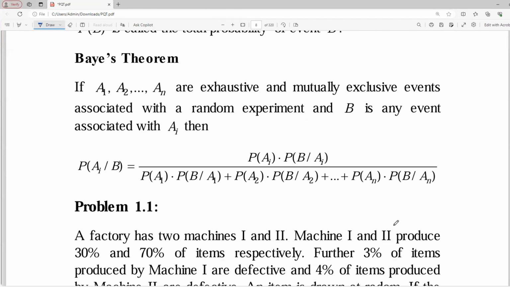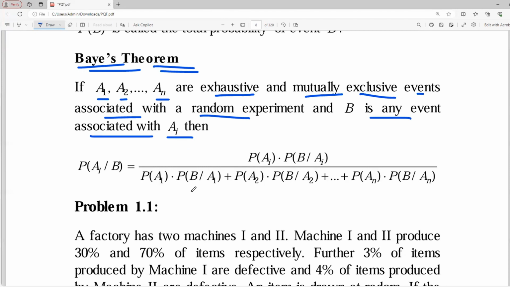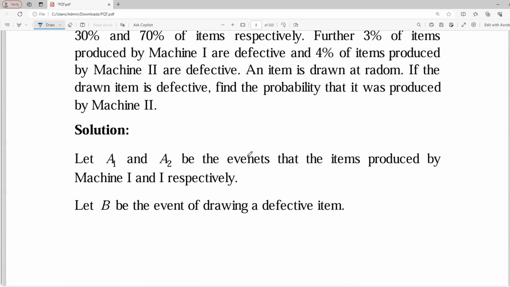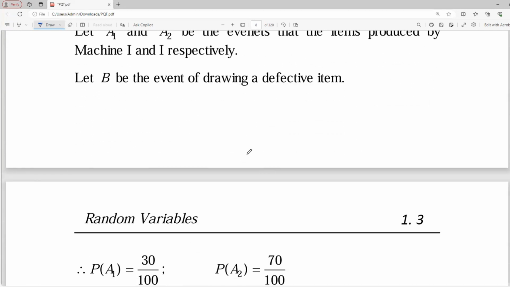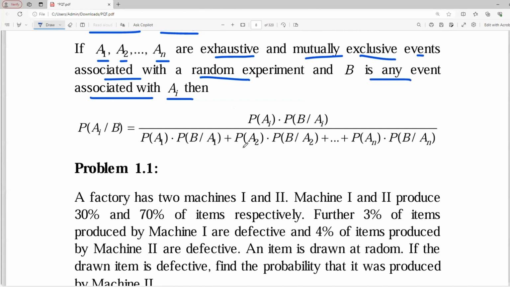One of the most famous theorems in probability is Bayes theorem. What Bayes theorem says is, if A1, A2 till AN are exhaustive and mutually exclusive events, where one such event happening makes sure the other possibilities of the outcome do not occur in the random experiment, and B is any event associated with Ai. Okay, the Ai you'll understand in the example problem. So this is just a formula.